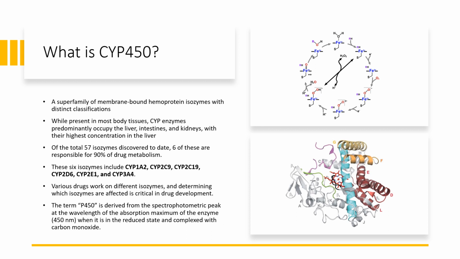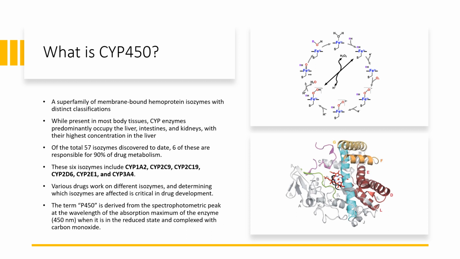Various drugs work on different isozymes, and determining which isozymes are affected is critical in drug development. The term P450 is derived from the spectrophotometric peak at the wavelength of the absorption maximum of the enzyme at 450 nanometers, when it is in the reduced state and complexed with carbon monoxide.